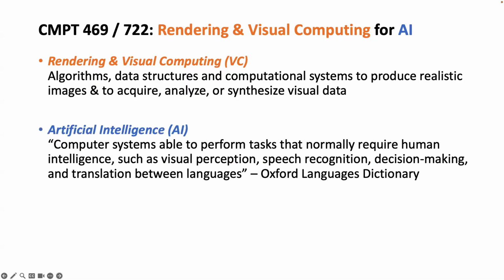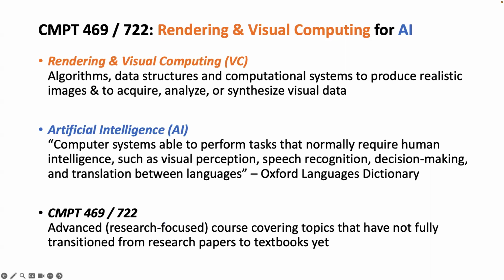The other part is AI. It probably doesn't need any explanation, but that is the dictionary definition there, right? Systems that are capable of performing tasks that normally require some notion of human intelligence, things like visual perception, speech recognition, decision-making, and so forth.